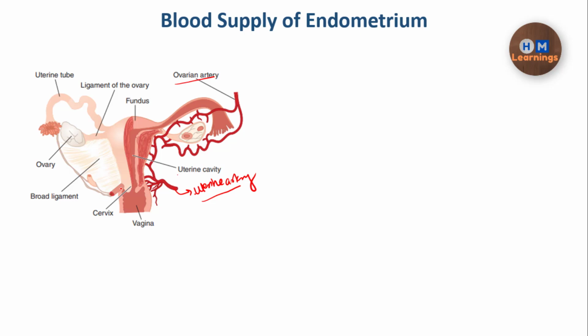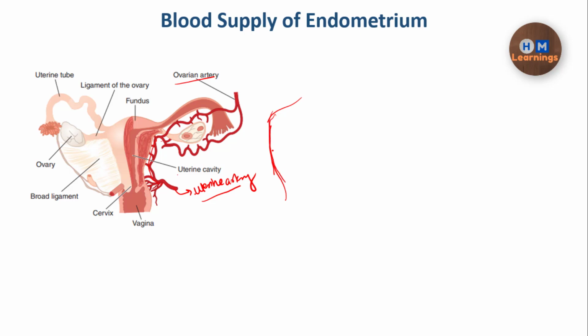So this is actually piercing or passing through the broad ligament. This is a broad ligament of the uterus. So here the broad ligament is being removed to show what is happening. So this is a uterine artery, and this uterine artery is anastomosing with the vessels which are coming from the ovarian artery. So this is ovarian artery, this is uterine artery. They both join with each other to form a common artery, okay.